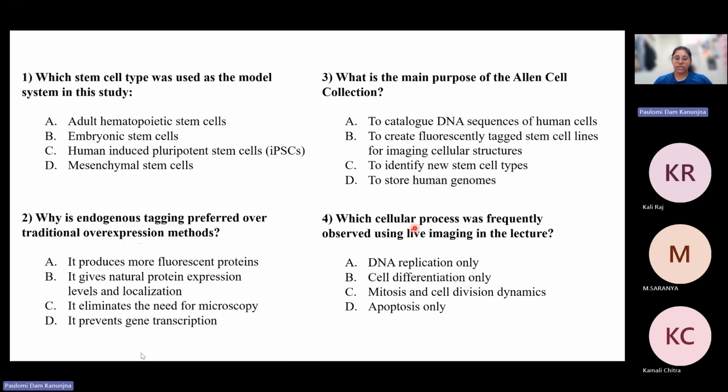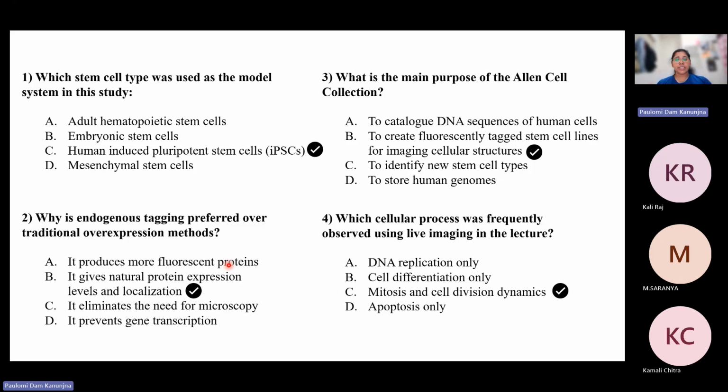Okay, so let's look at the answers. iPSCs we already know about. Why is endogenous tagging better than the traditional methods of overexpressing a particular protein? It's because when you are tagging your protein inside the cell, you are ensuring that the protein is in its normal localization, normal conformation, normal expression levels.